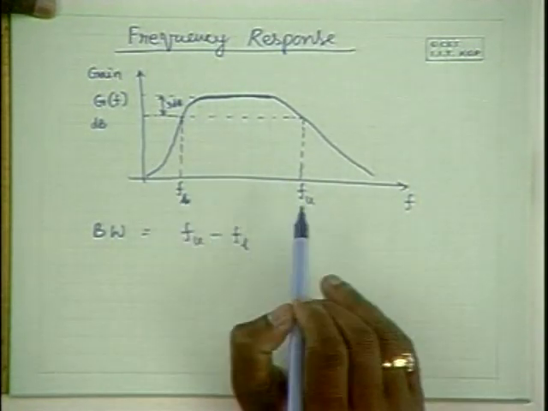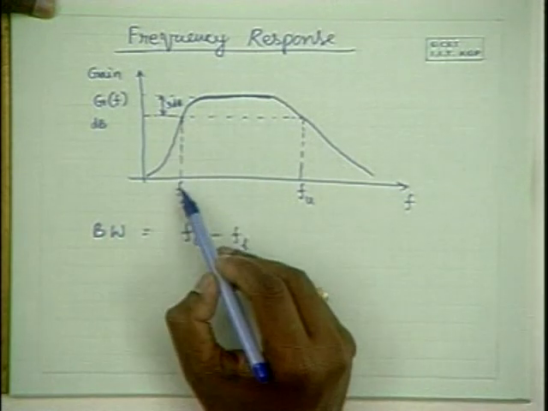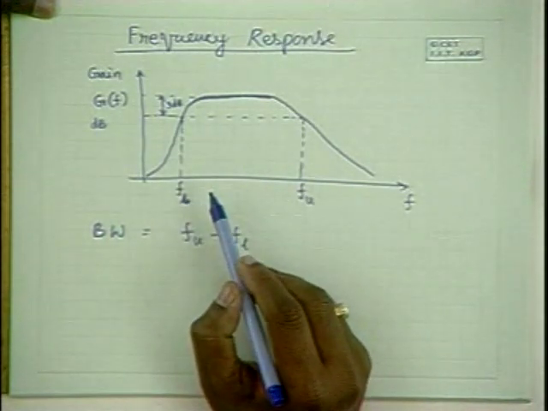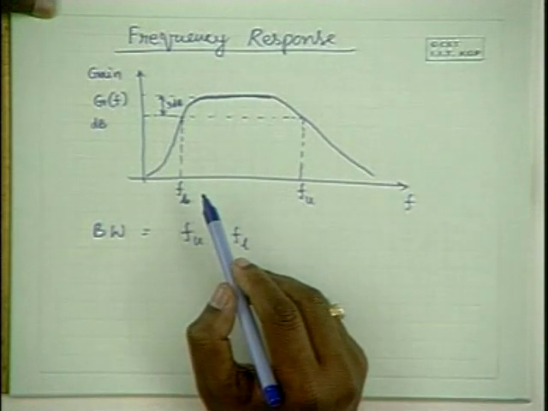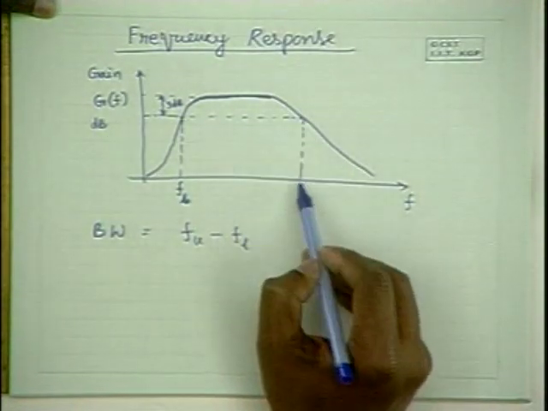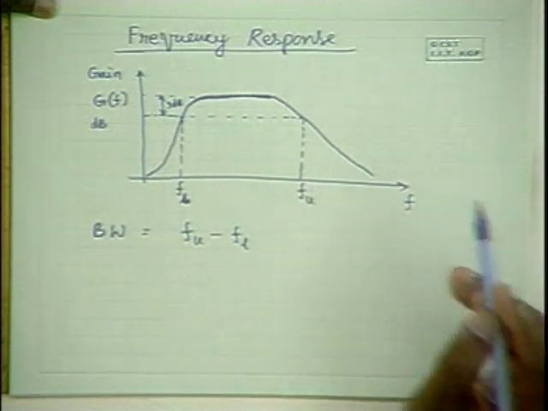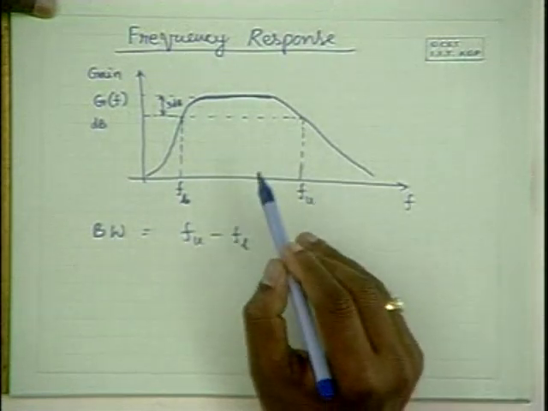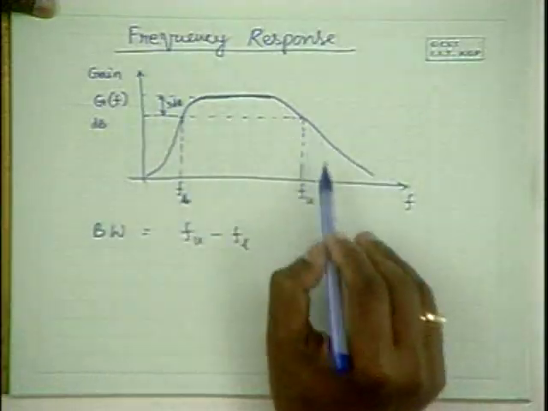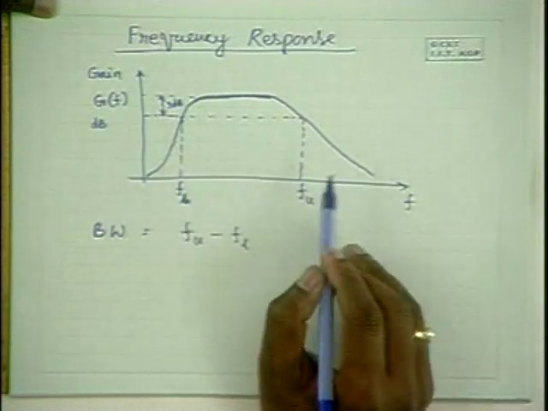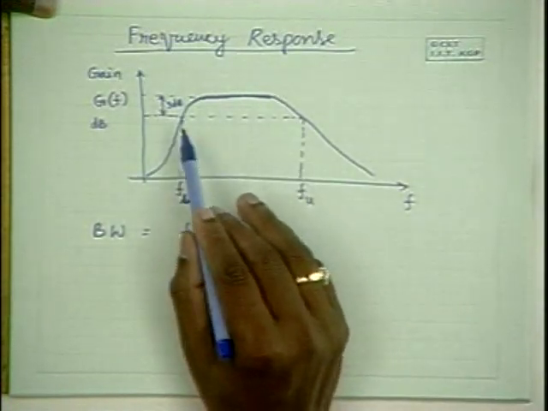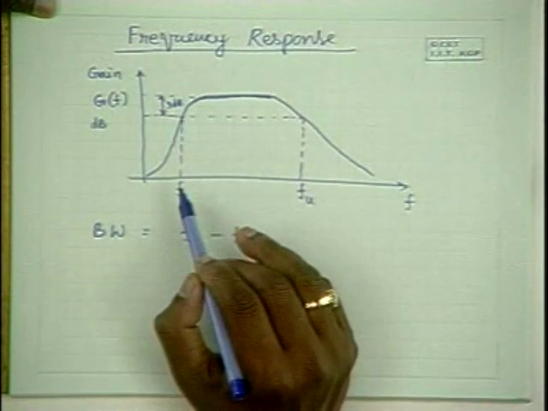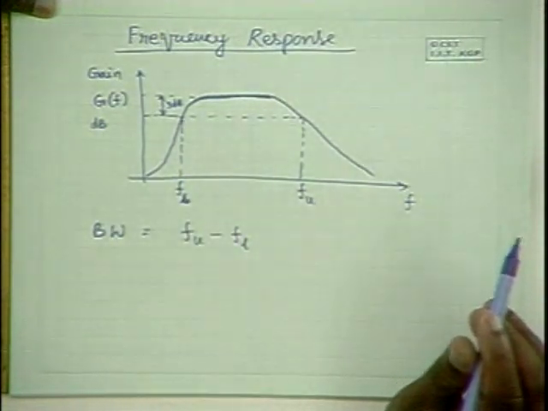If you want an audio amplifier, the FL should be less than the lowest significant frequency in the audio signal, and FU should be greater than the upper significant frequency of your audio signal. Then this amplifier can be used for amplifying your audio signal. Similarly, for video signals, the frequency response should be high for all the frequencies of interest.